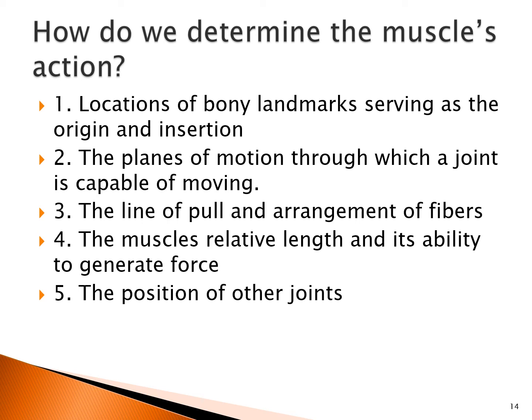Also, it might be important to know the planes of motion through which a joint is capable of moving. So for example, your elbow joint is considered a hinge joint, and therefore it can only have movement in the sagittal plane of motion. So the only two options in terms of joint movement are going to be flexion and extension. So any muscle that crosses the elbow joint will either cause elbow flexion or elbow extension. That's pretty easy because there are only two movements available.